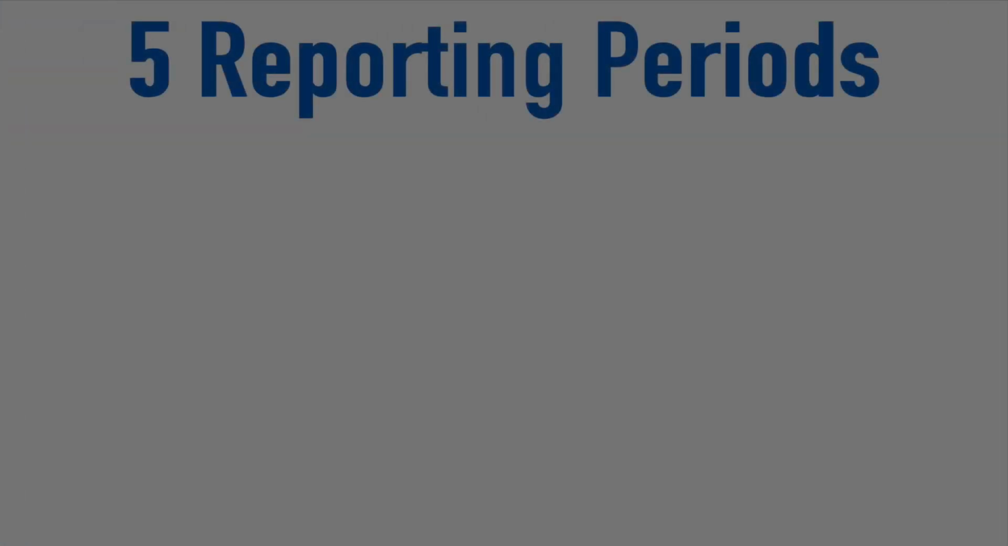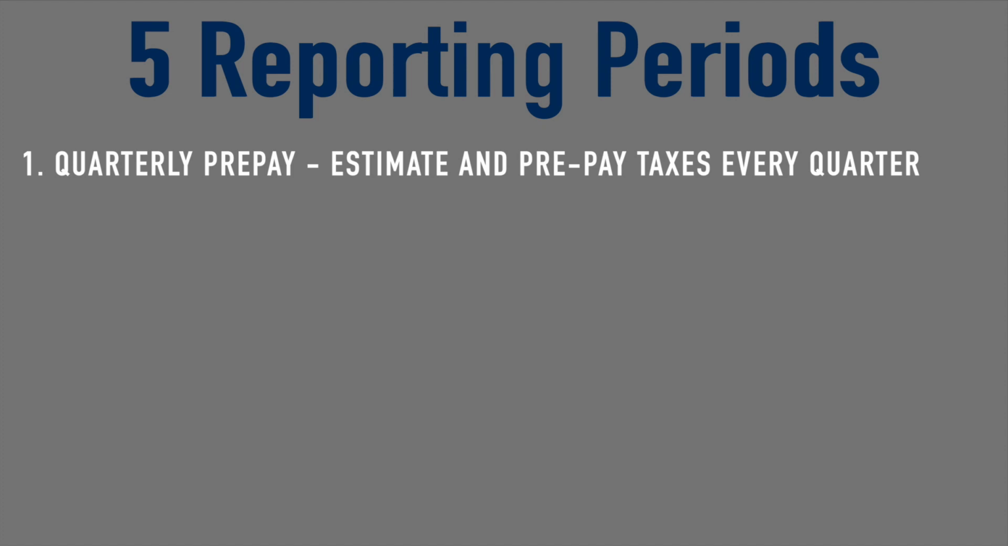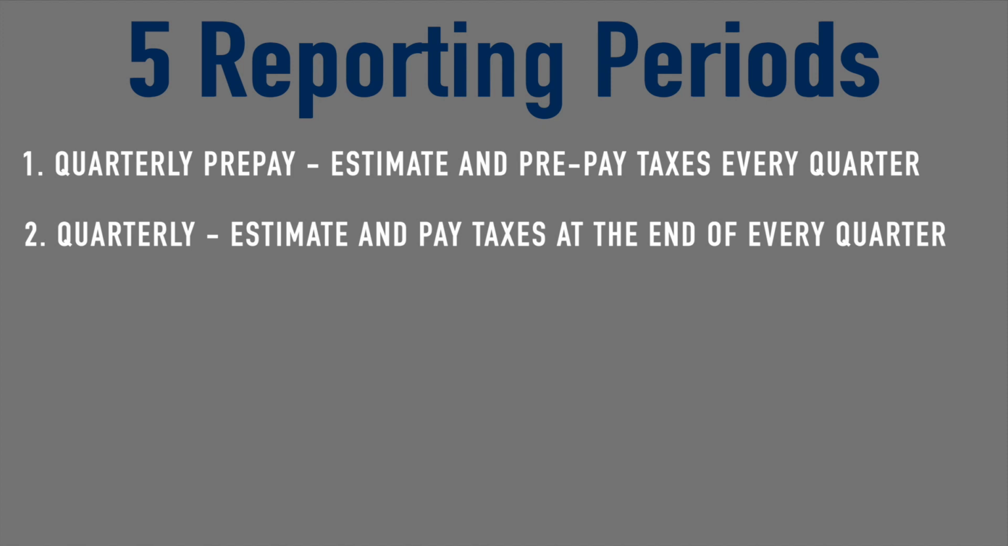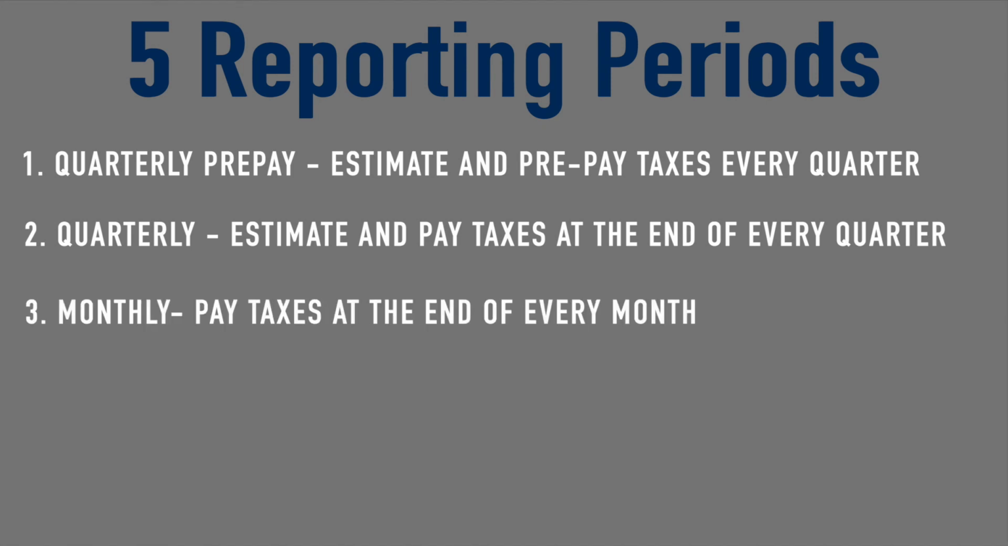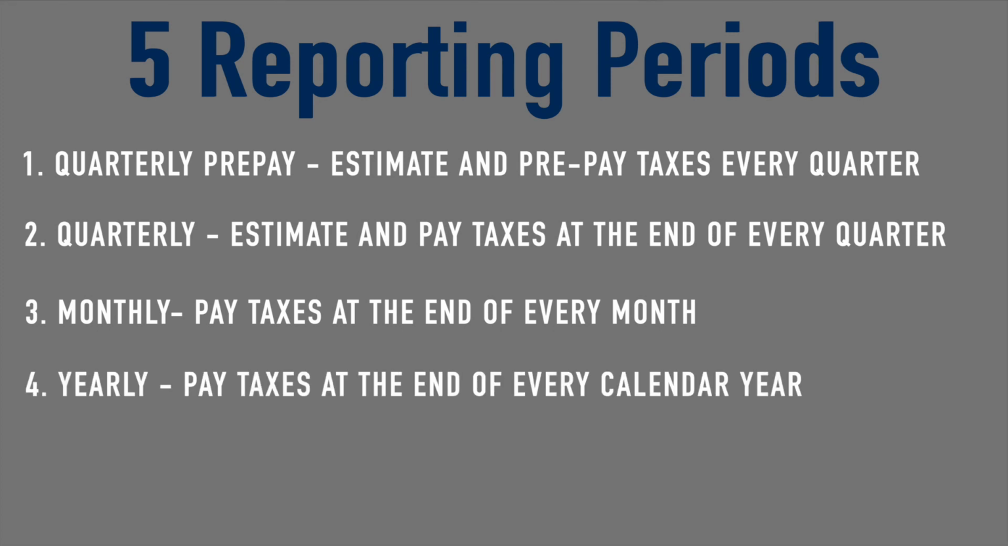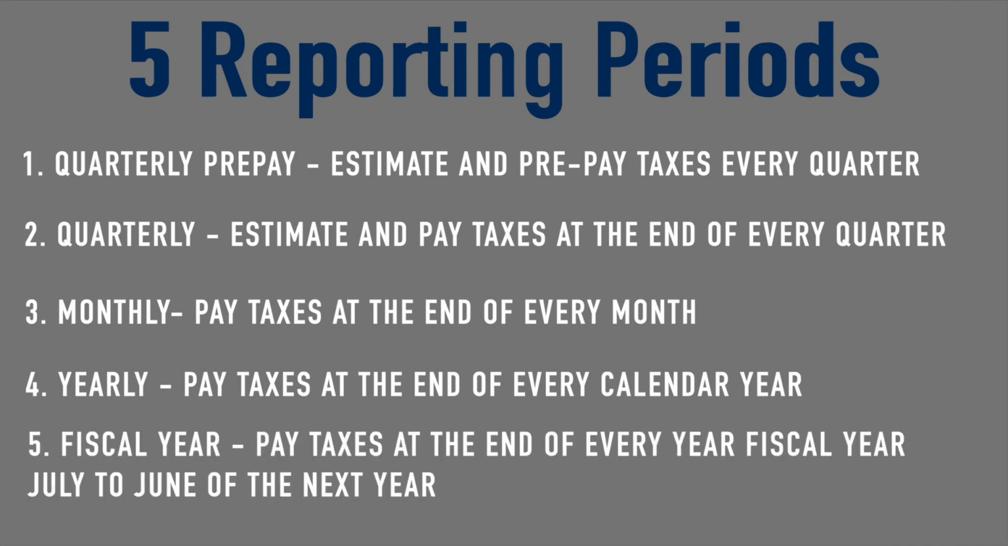Hey guys, Josh here. I just want to give you a quick note about the reporting periods. There are 5 different types. There's the quarterly prepay option, where you can estimate the taxes and pay them at the beginning of every quarter. The quarterly option, which allows you to pay taxes you collect at the end of every quarter. The monthly option, which allows you to pay taxes you collect every month. The yearly option, which allows you to pay taxes collected at the end of every calendar year. And a fiscal yearly option, which allows you to pay taxes once at the end of the year, which typically ranges from July to June of the next year.